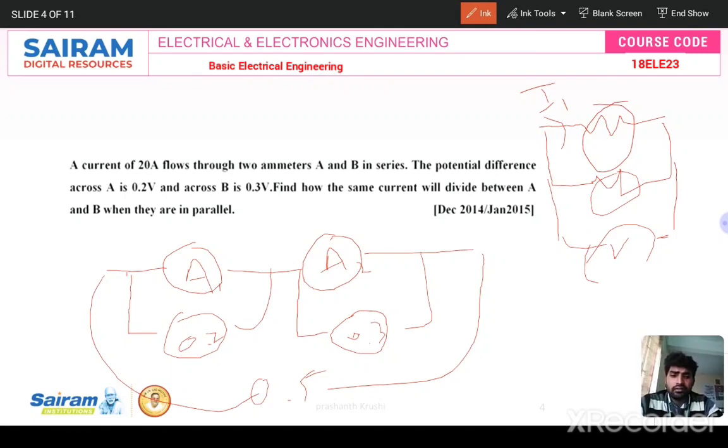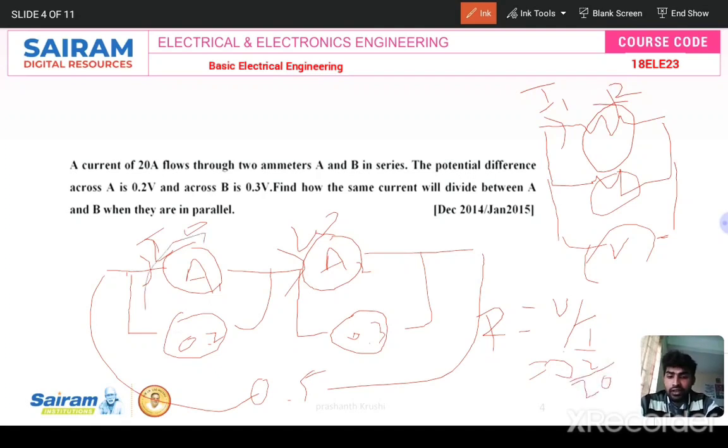So likewise we need to solve the problem. For this, what parameter is required? R is required, right? Because if you want to calculate I1, V by R we want. R we don't know, but here the current is 20 amps. Here 20 amps is flowing, and here also the same 20 amps is flowing into this ammeter 2. You can calculate R, right? R is equal to V by I. That is V is 0.2 divided by I, which is 20 amps.